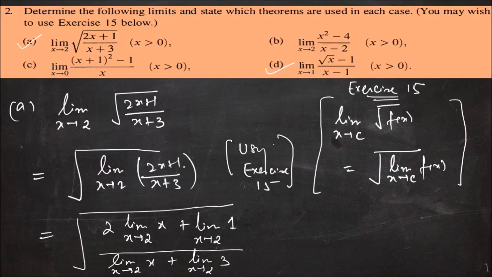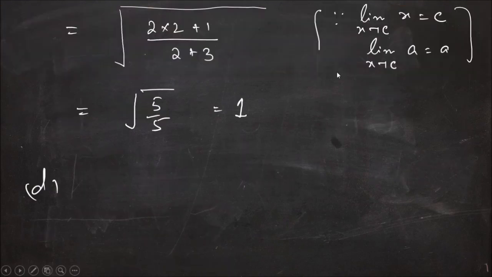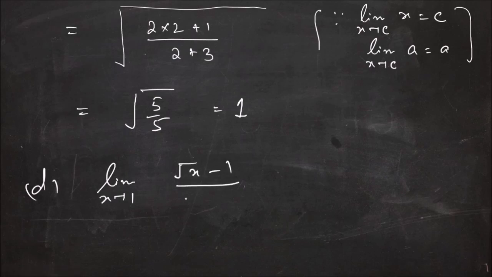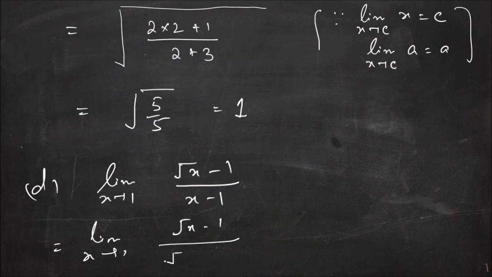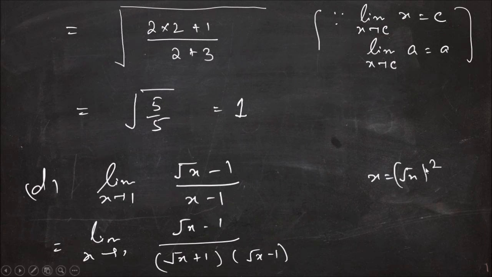Now let us take the D part. What is the D part? We have to find limit x tends to 1 of (root x minus 1) upon (x minus 1). If I take the limit directly, then I will get 0 upon 0. So what I have to do? First I have to simplify this. I can write x minus 1 as (root x plus 1)(root x minus 1), because x can be written as root of x square, so I can use the formula a square minus b square, with 1 being 1 square. And now these two get cancelled out.